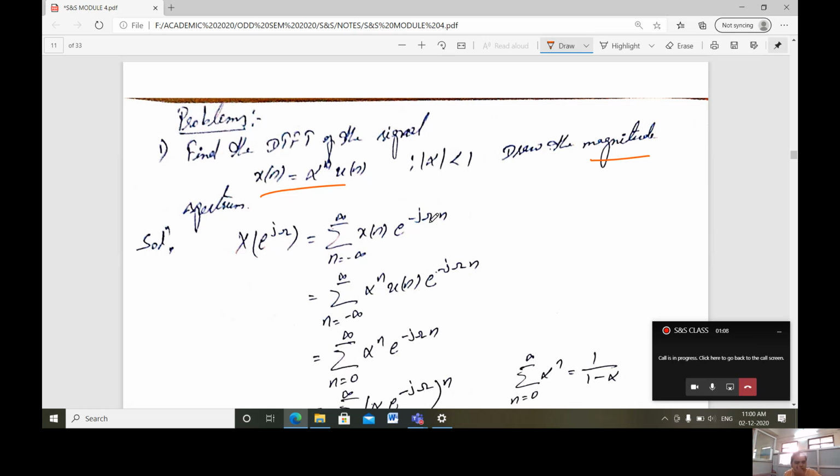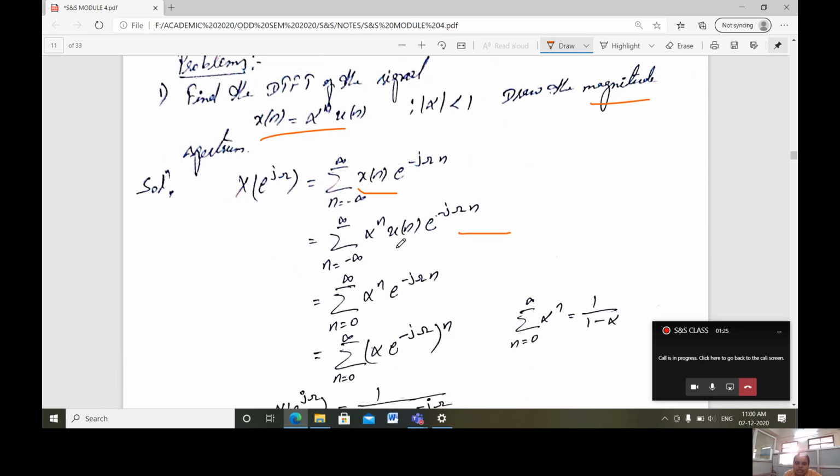Now we will consider the equation X of e raised to j omega equals the summation from minus infinity to infinity of x of n e raised to minus j omega n. For x of n, that is alpha raised to n u of n, times e raised to minus j omega n. Based on u of n, we can consider the limit as n varying from 0 to infinity, of alpha raised to n e raised to minus j omega n.